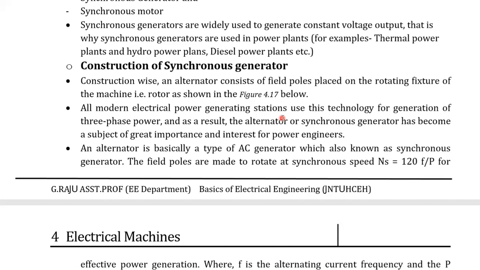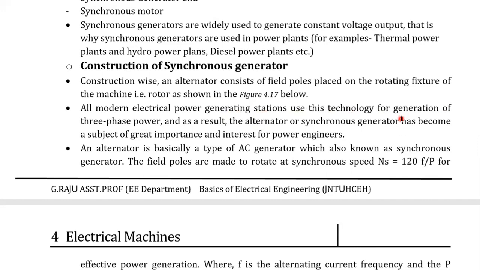The stator winding is stationary, armature winding is rotating. The field winding is rotating, armature winding is stationary in a synchronous generator. Understood? Modern electrical power generating stations use this technology for generation of three-phase power, and the alternator or synchronous generator has become a subject of great importance and interest for power engineers.